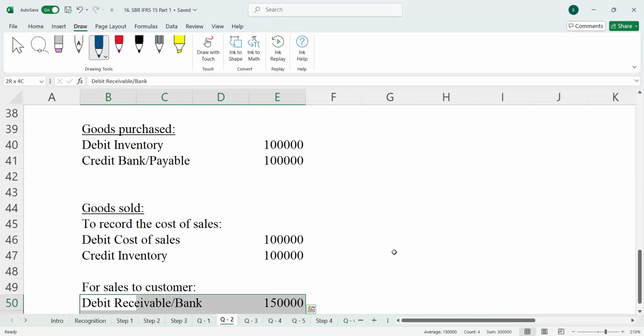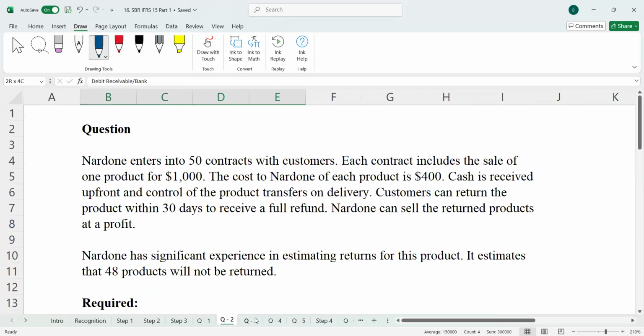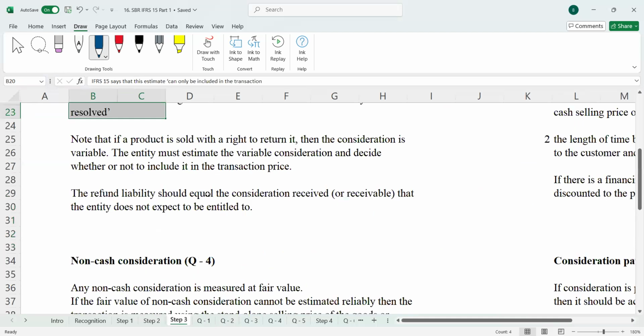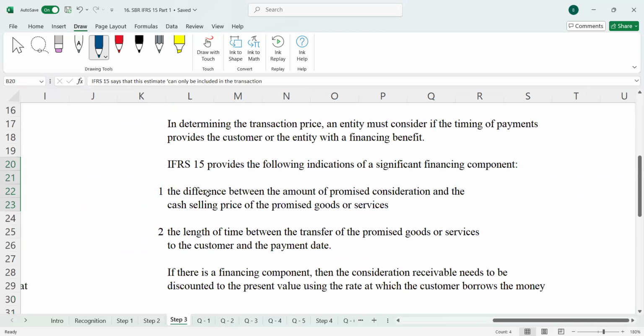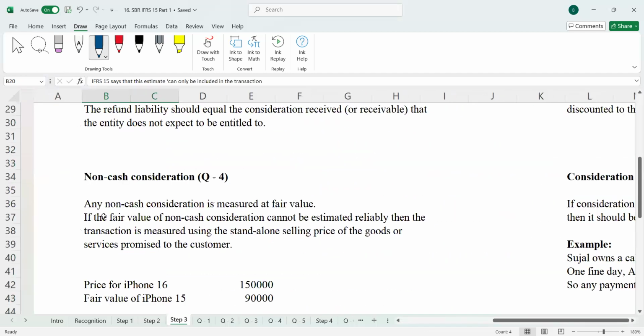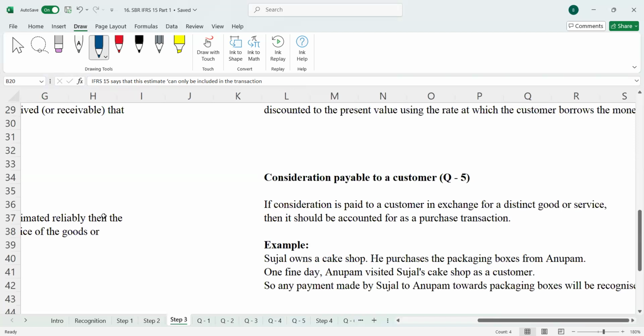So with this, we are done with the variable consideration, step 3. Tomorrow, we will be starting with the financing component. Then we have non-cash consideration and consideration payable to a customer.